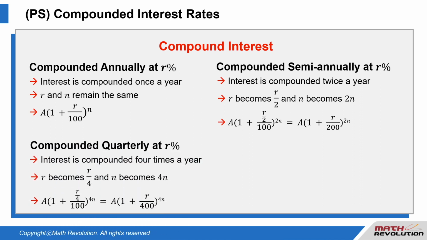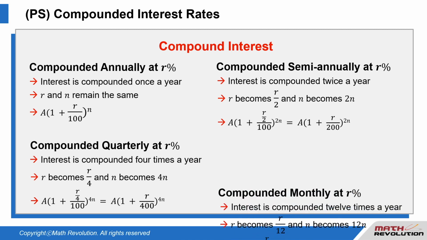Compounded quarterly at R%. This means that the interest is compounded 4 times a year, so R becomes R over 4, and N becomes 4 times N, and the formula will be A times the whole 1 plus R over 4 whole over 100 to the whole power of 4 times N, which is equal to A times the whole 1 plus R over 400 to the whole power of 4 times N.